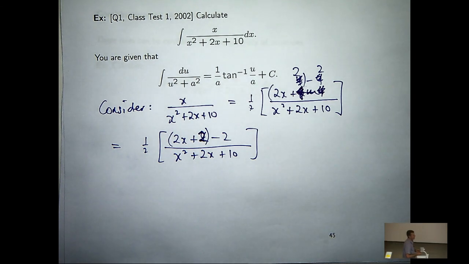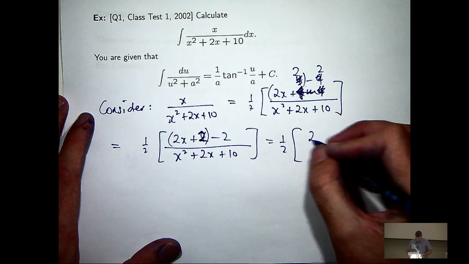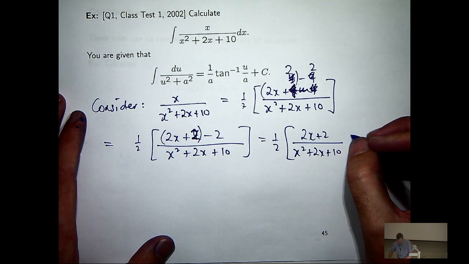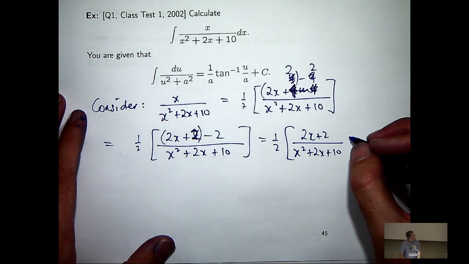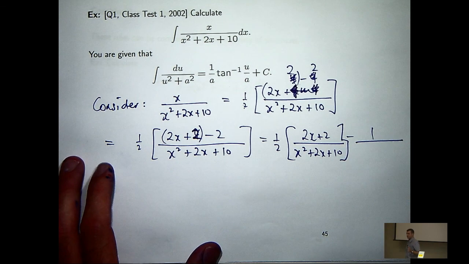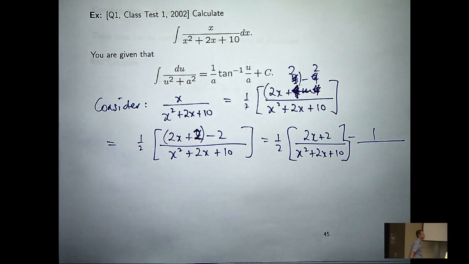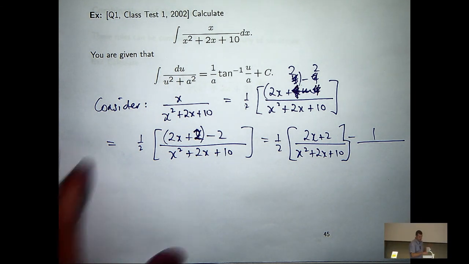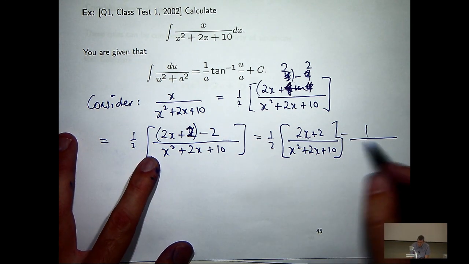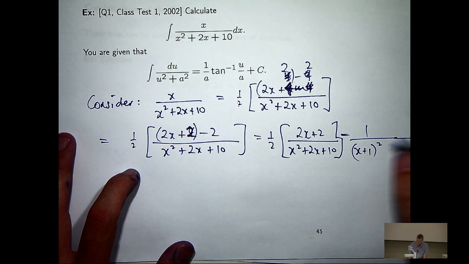Okay, so let's break that up. Now, the minus 2 and the half will cancel out, so I'm going to be left with 1 on the top. Can I complete the square down here? What are we going to get? It's going to be x plus 1 all squared plus 9, 3 squared, right?